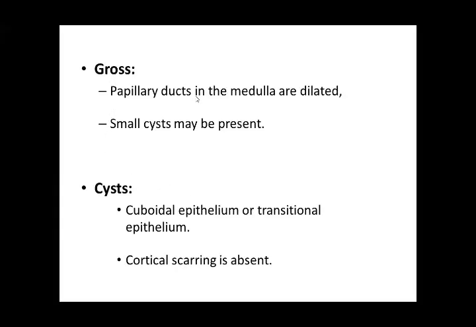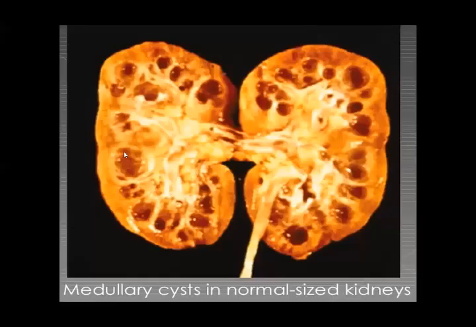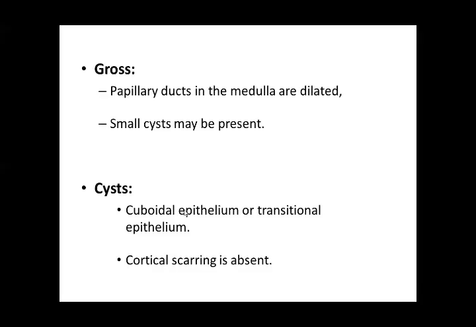On gross examination, the papillary ducts in the medulla are dilated. However, there are some normal ducts as well, but mostly they are dilated. Small cysts may be present. Cysts are lined by cuboidal or transitional epithelium, because the papillary ducts have transitional epithelium in the later part, so they may be lined by the transitional epithelium.